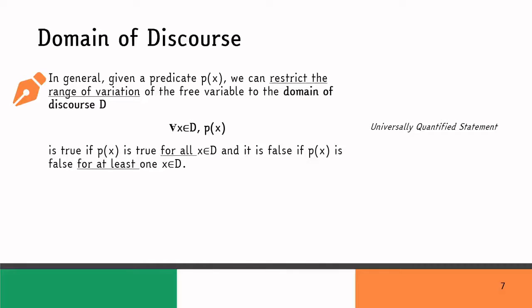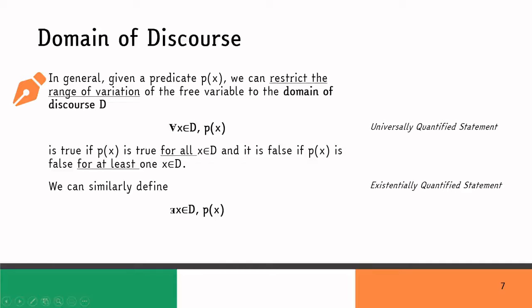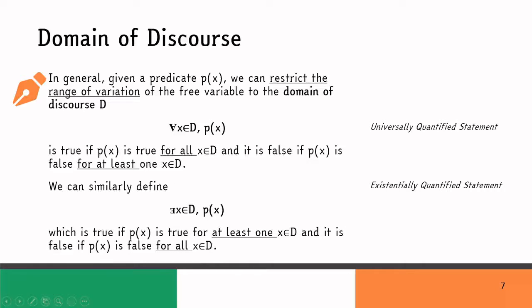We can similarly define the expression "there exists x belonging to D, p of x." This is an example of an existentially quantified statement, restricted to domain D. The statement is true if p of x is true for at least one value of x belonging to domain D. It will be false only if p of x is false for all values of x in domain D.